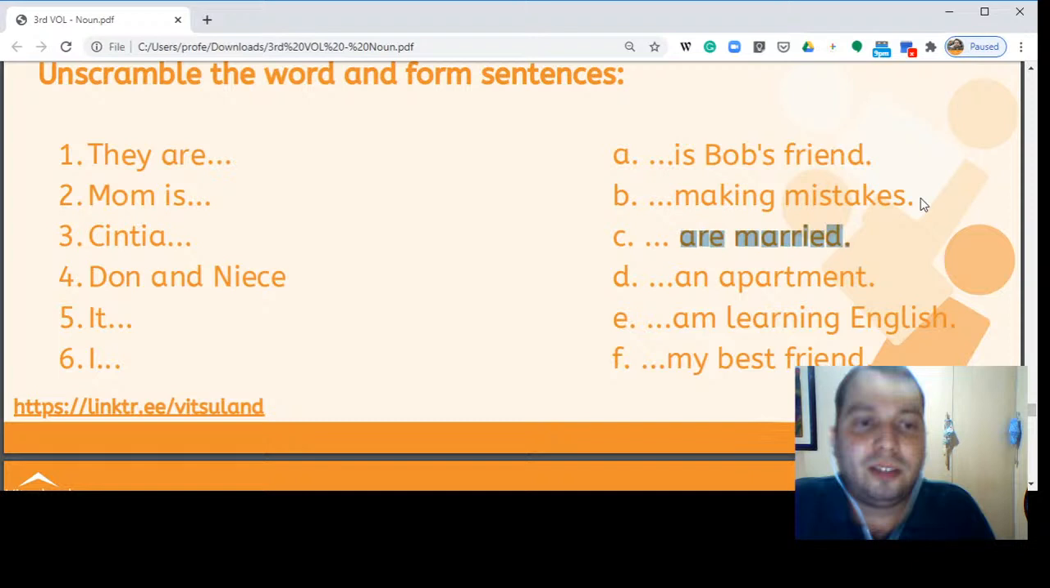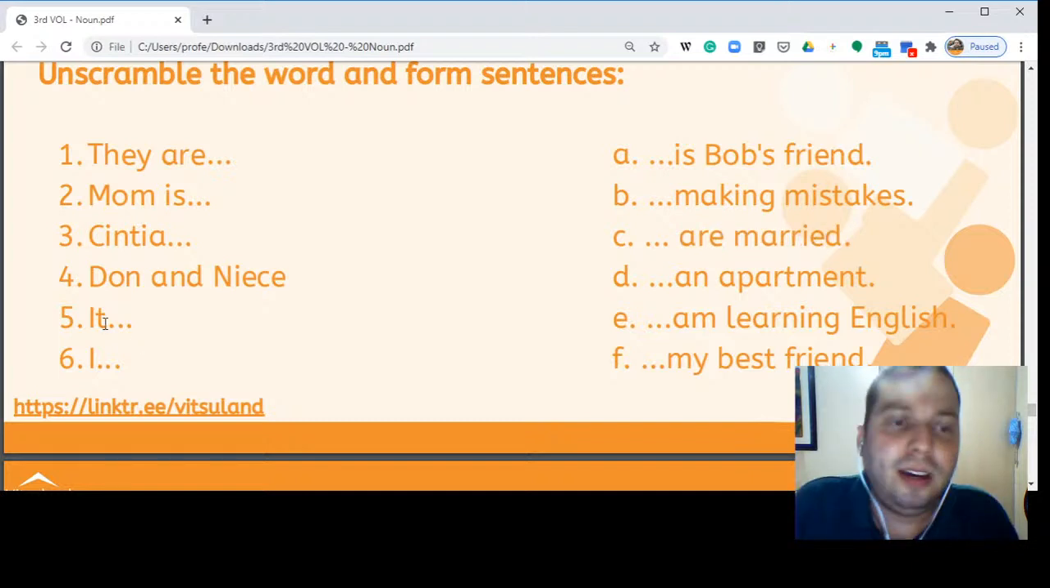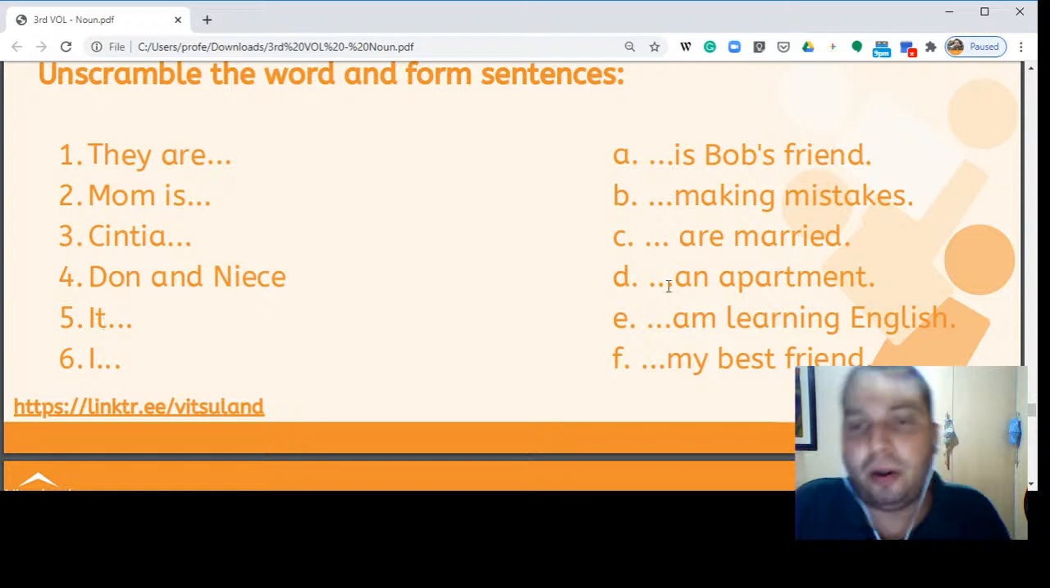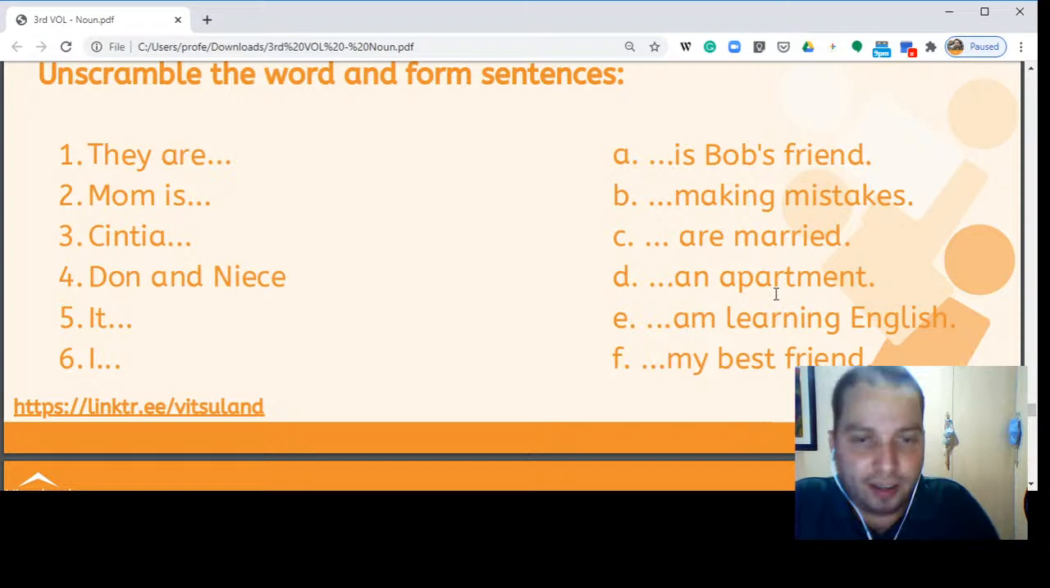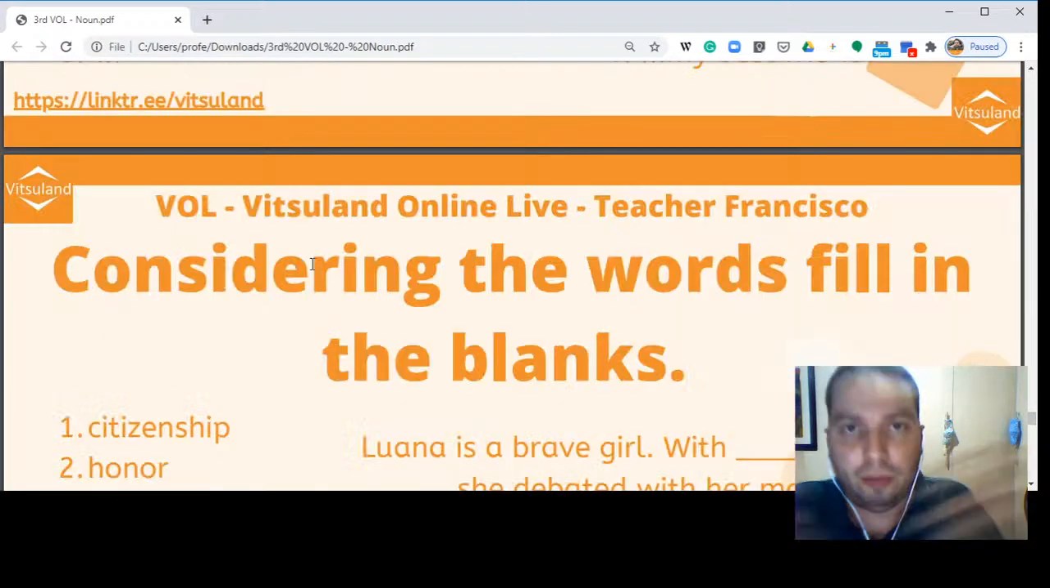It was missing "is" here. It's an apartment. Yes, it's an apartment. And I am learning English. All right? I am learning English. That's it. So it's really important to understand this part of matching.